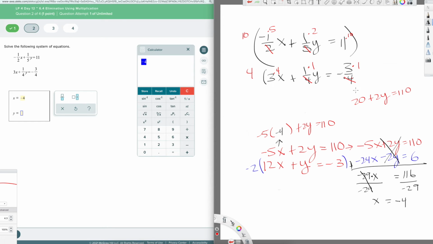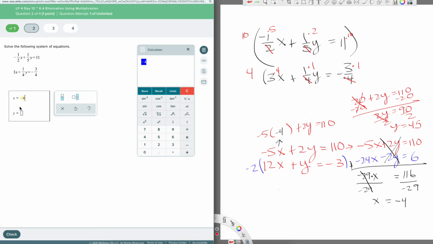Now I want to start getting y all by itself. So I'm going to subtract 20 from both sides. 20 minus 20 cancels. 2y equals 90. 110 minus 20 is 90. Divided by 2. y equals 45. So y is definitely a much bigger number. Interesting. So we have negative 4 and 45.